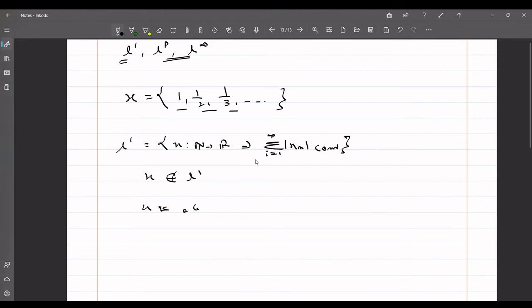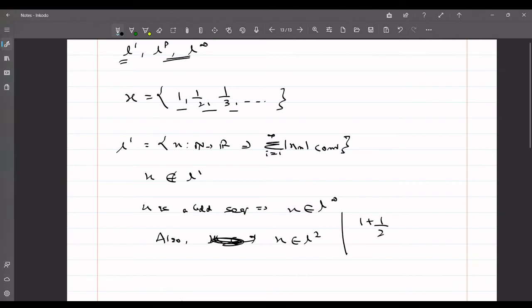But it is a bounded sequence, x is a bounded sequence, which implies x belongs to L infinity. Also you may see that x belongs to L square, because 1 plus 1 over 2 square plus 1 over 3 square and so on, this series converges. So this was an example of a sequence which does not belong to L1 but belongs to L infinity and belongs to L2.